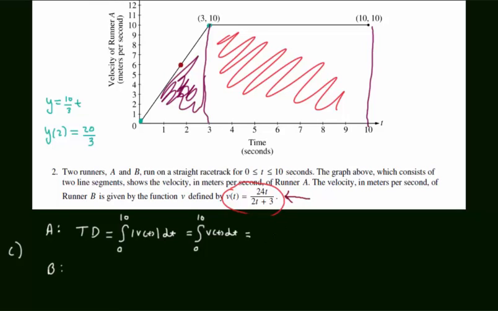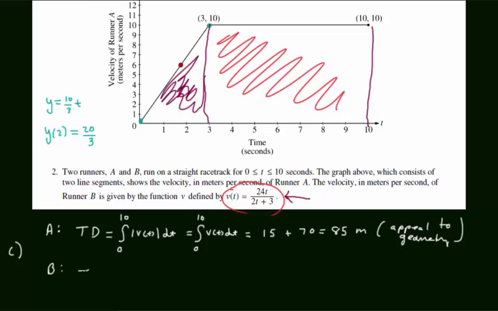I've got a triangle which I've shaded in purple, and the area of that triangle is going to be the base of 3 times the height of 10. That's 30 divided by 2, so that's going to be 15. And then we have that rectangle shaded in red, which has a base of 7 and a height of 10, and that will be 70, to give me the area, or total distance, of runner A to be 85 meters. That's appealing to geometry.